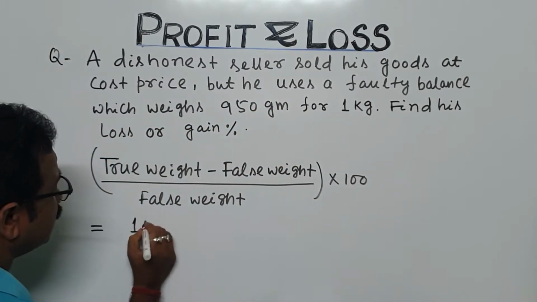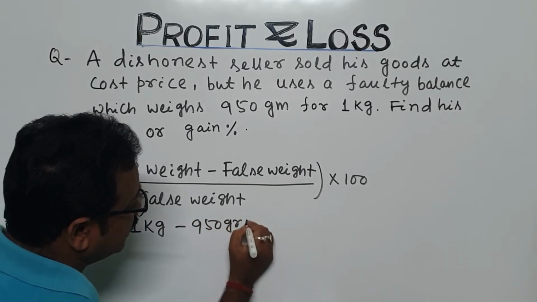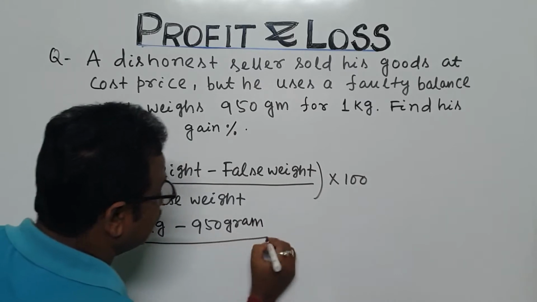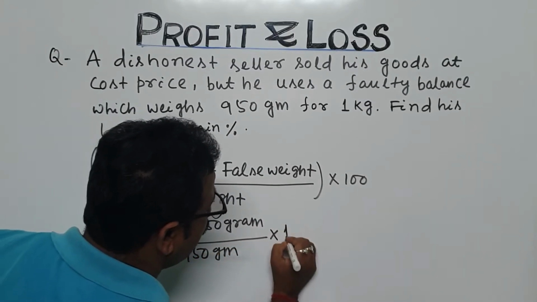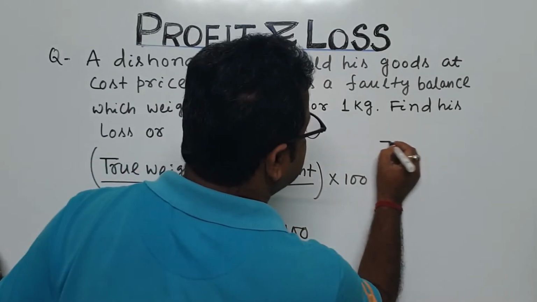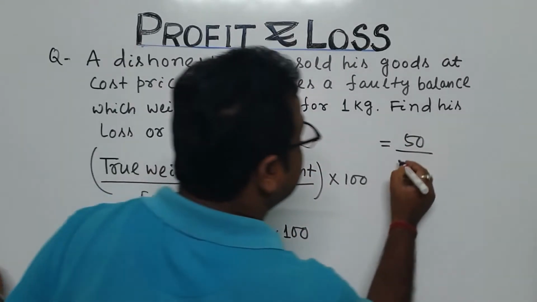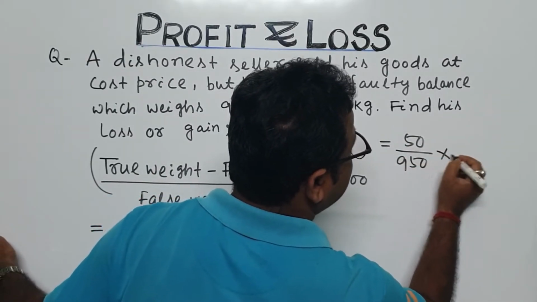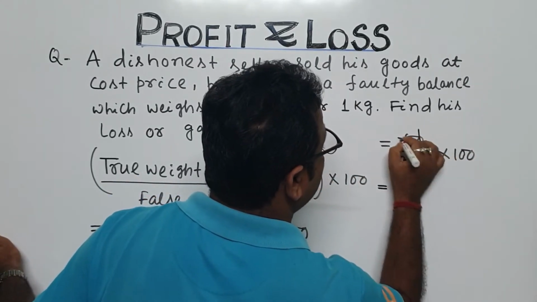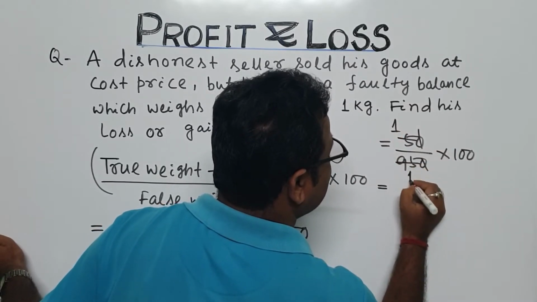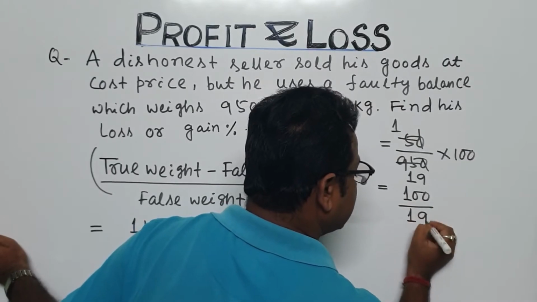Okay, so that is equal to 1 kilogram minus 950 gram by 950 gram into 100. Then what we are getting is equal to 50 by 950 into 100. So that is equal to, the zero cancels, this is 1, this is 19. So 100 by 19%.